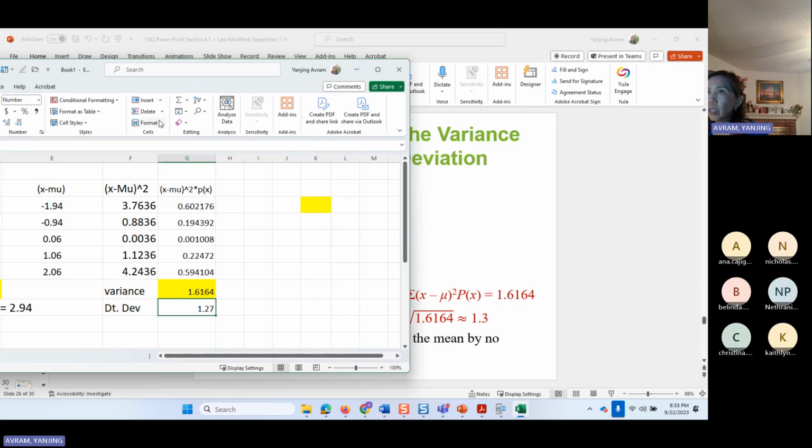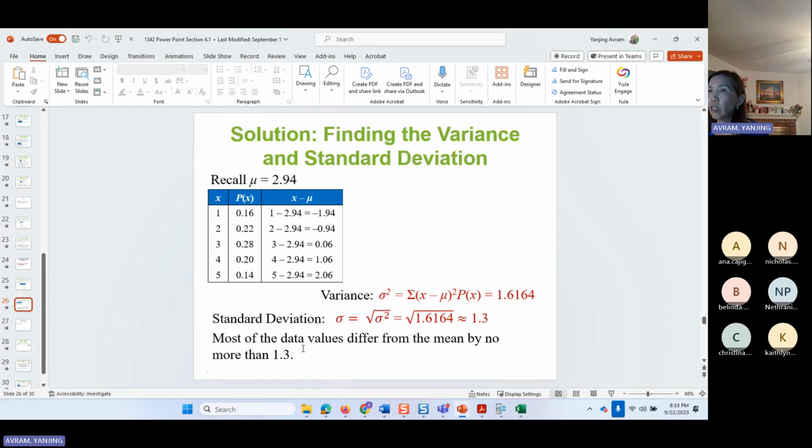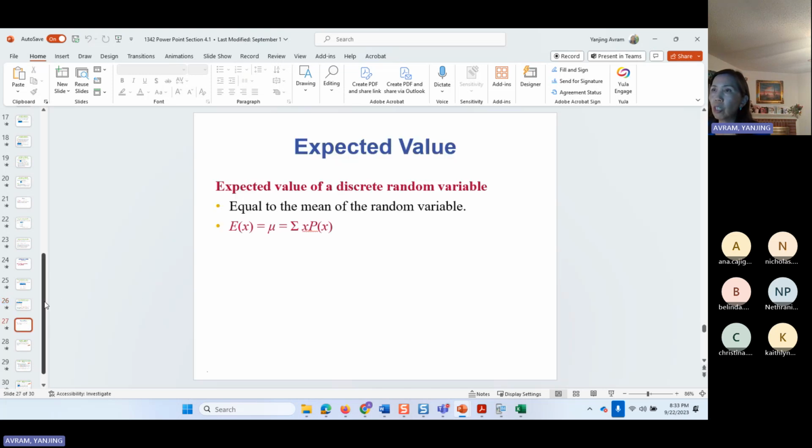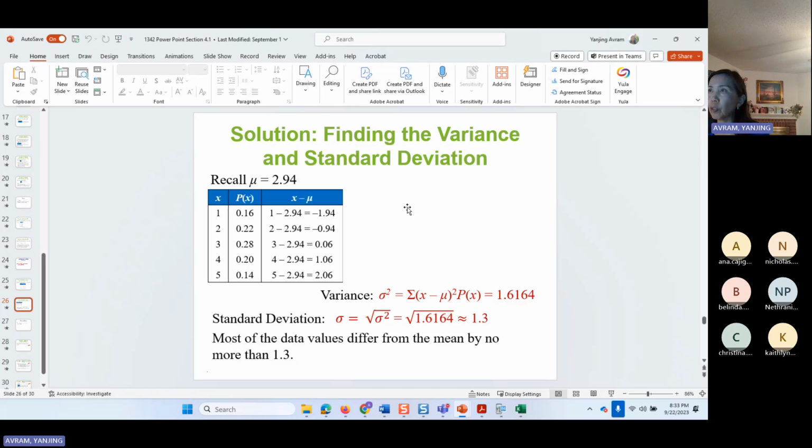This one, if I round to 1 decimal point, we got the same answer. All right, so I round to 1 decimal point, I got 1.3. So that is the most a data value can deviate from the mean, by no more than 1.3. So that's the standard deviation. That is how you calculate the variance and the standard deviation for this discrete probability, the one we just talked about here.